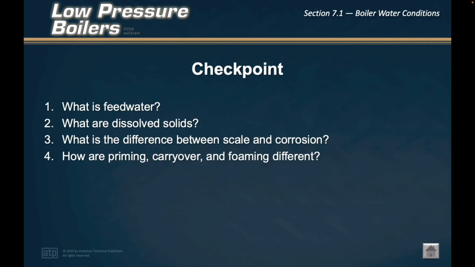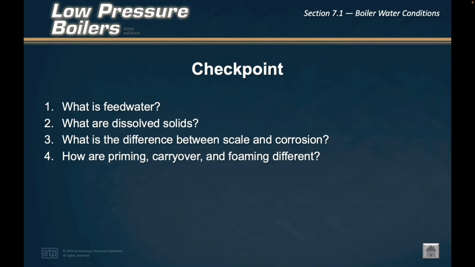Number 3, what is the difference between scale and corrosion? Scale is the accumulation of minerals such as calcium and magnesium on the water side of the boiler heating surfaces. All city water and most other water sources contain scale-forming minerals, such as natural salts and silica. Corrosion is the rusting or pitting of boiler metal. This is primarily caused by oxygen in the boiler water.